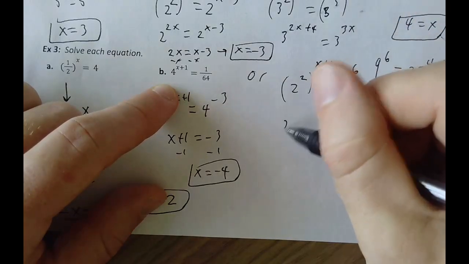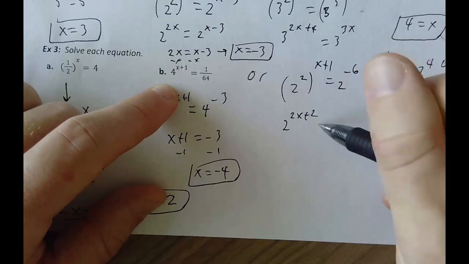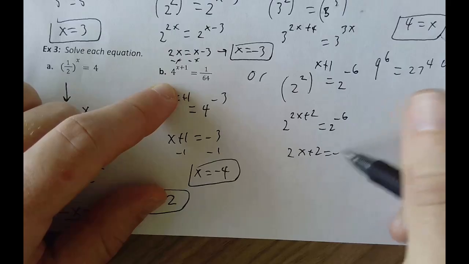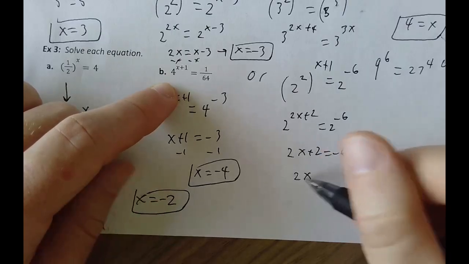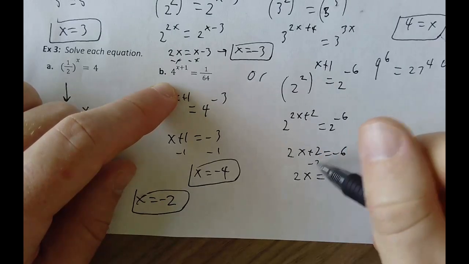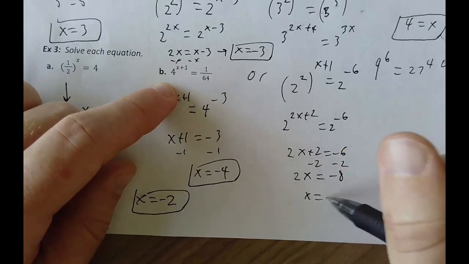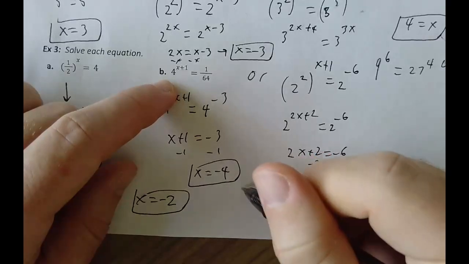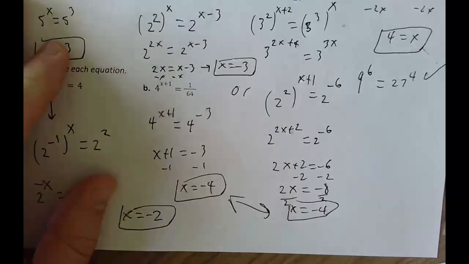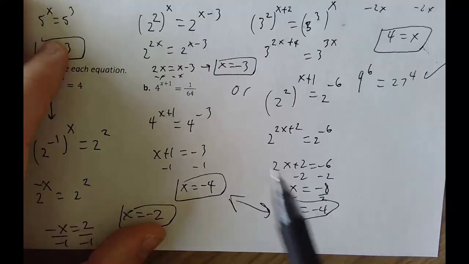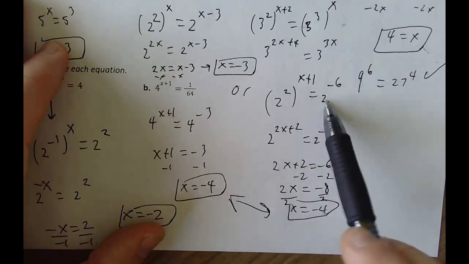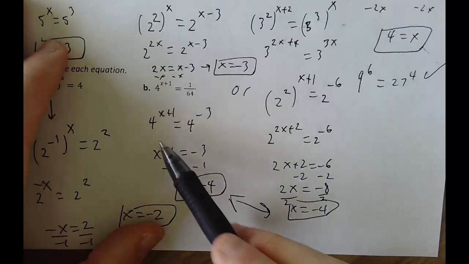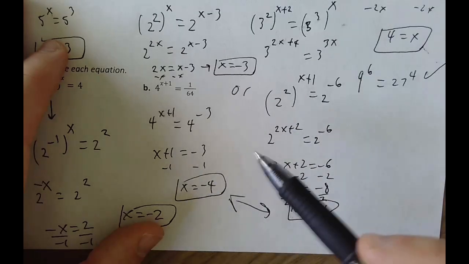So we would have gotten 2 to the 2x plus 2 equals 2 to the negative 6. So 2x plus 2 equals negative 6. 2x equals negative 8, right? Minus 2 both sides. Or x equals negative 4 divided by 2. So we got the same thing. Okay? So sometimes there's multiple ways to do them, like sometimes you can get the same base to work for both problems. So don't get discouraged, or don't think because somebody got 4 and you got 2 that you're wrong.